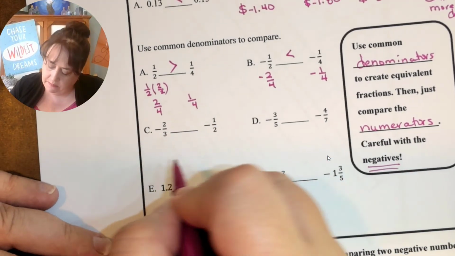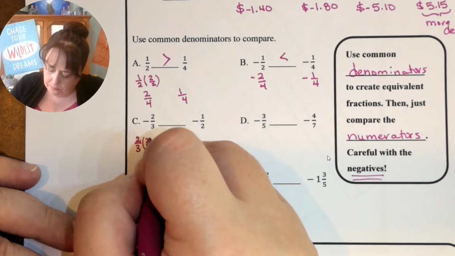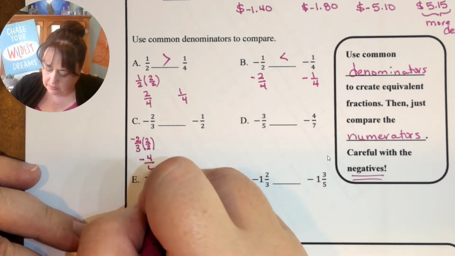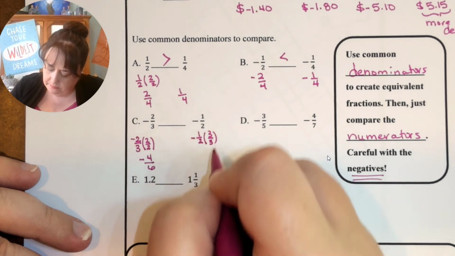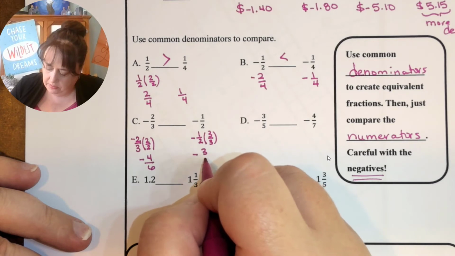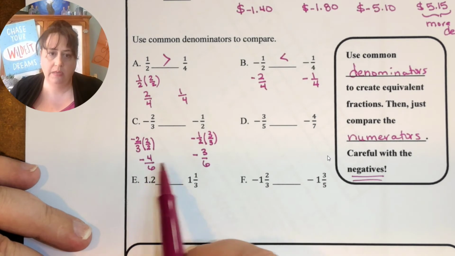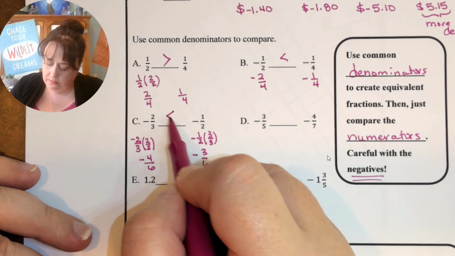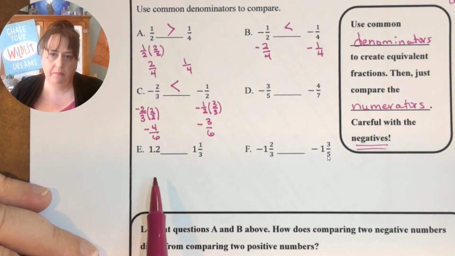Okay, so let's compare. I need a common denominator of 6. I end up with a negative 4/6 and a negative 3/6. Now these are negatives, right? So I'm more in debt if I owe you $4 than $3. Uh-oh. We'll skip that one. We'll come back. Let's look at this one.